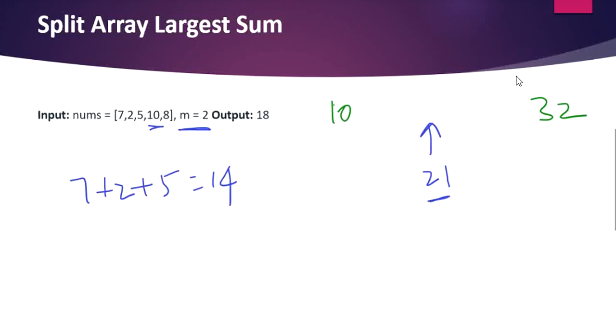So we are going to fix this as one subarray, and the rest, 10 plus 8, gives less than the sum 21. So we are going to keep 10, 8 as another subarray. So now we have split our array into 2 within the sum 21. So we can make sure that the maximum sum can either be 21 or less than 21.